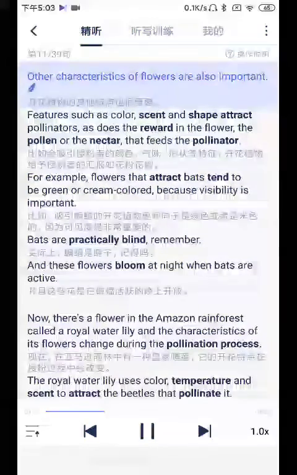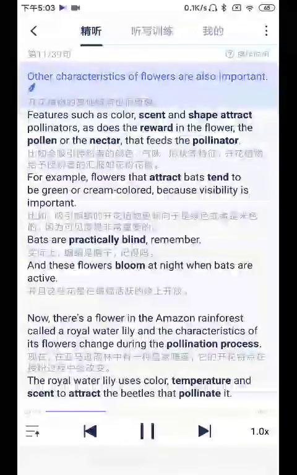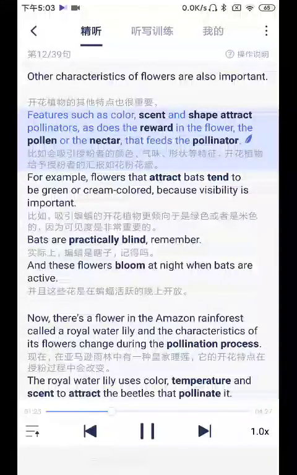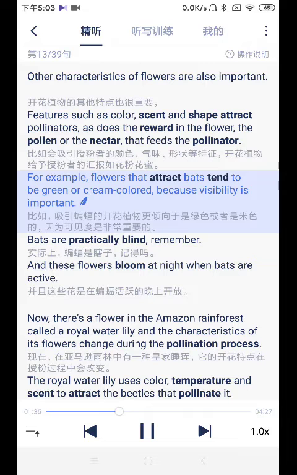Other characteristics of flowers are also important. Features such as color, scent, and shape attract pollinators, as does the reward in the flower, the pollen or the nectar, that feeds the pollinator. For example, flowers that attract bats tend to be green or cream-colored because visibility isn't important. Bats are practically blind, remember, and these flowers bloom at night when bats are active.